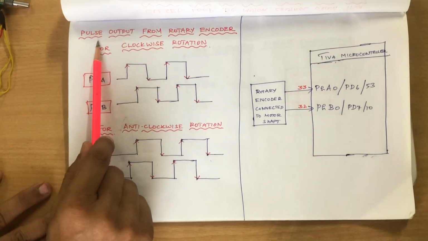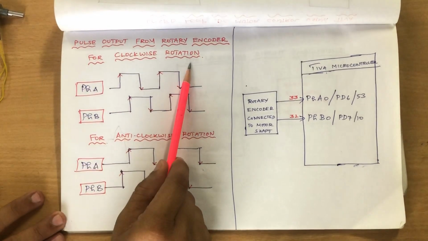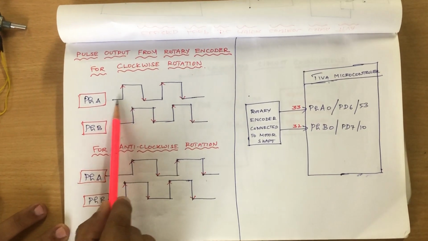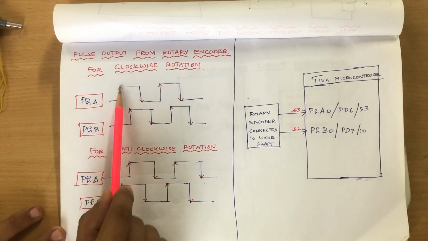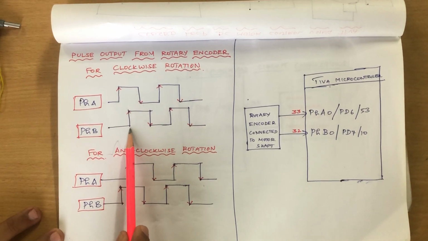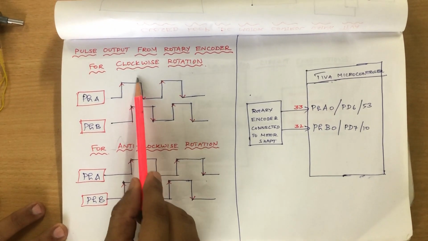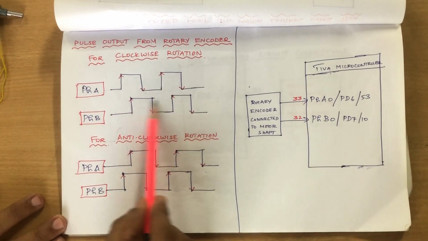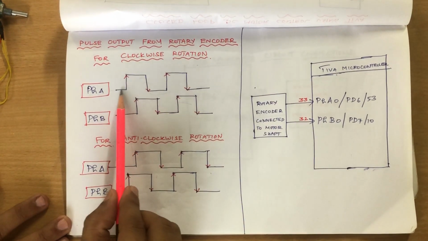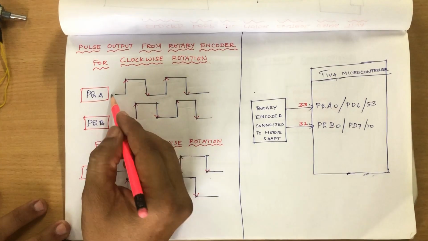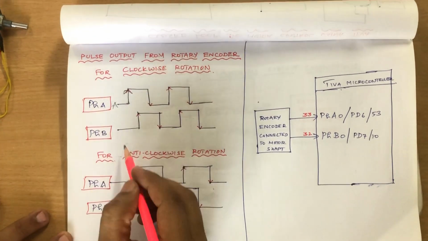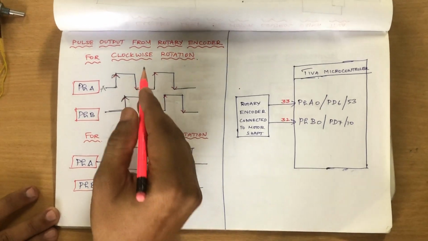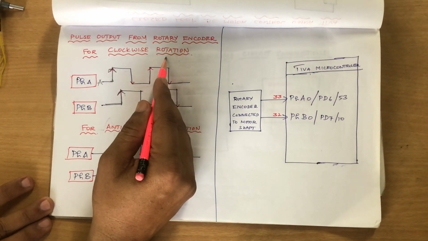So you can see the pulse output from the rotary encoder for clockwise rotation. When we rotate clockwise, you can see pulse A will go from 0 to 1 first, then pulse B will go from 0 to 1, and this maintains a 90-degree phase difference like this. So whenever the A pulse goes from 0 to 1 first, and then the B pulse goes from 0 to 1 next, that justifies the rotary is rotating in the clockwise direction.